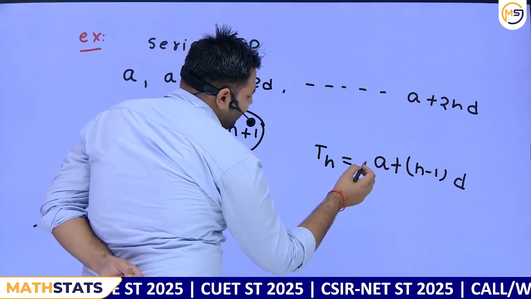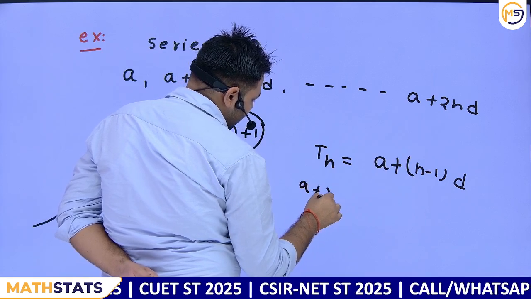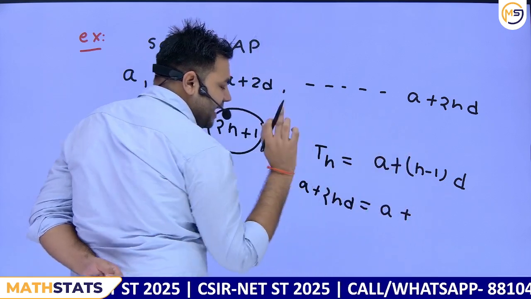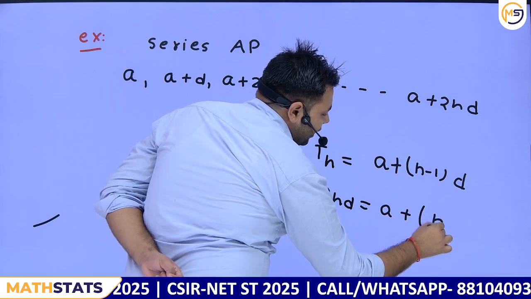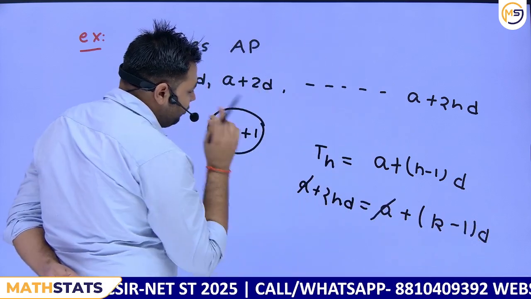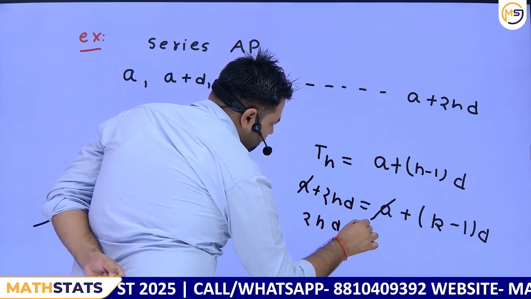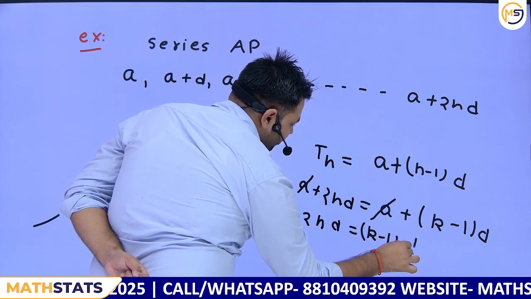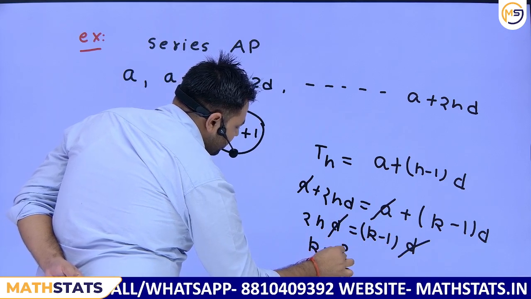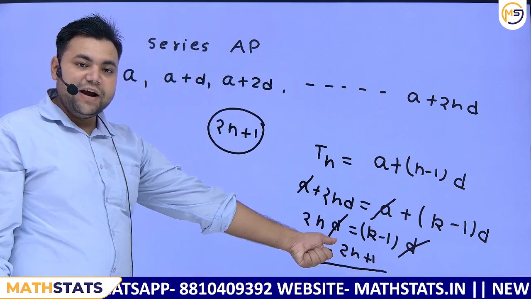Now putting in the value of the last term. The last term is A plus 2ND and the first term is A. Now suppose there are K terms. So this A cancels out. Now you find 2ND equal to K minus 1 into D. So D and D cancel out, and you find K equal to 2N plus 1. In this way you find the number of terms in an AP.